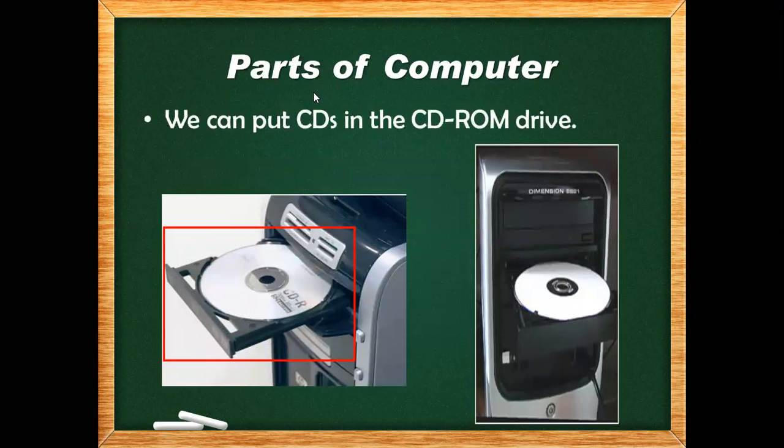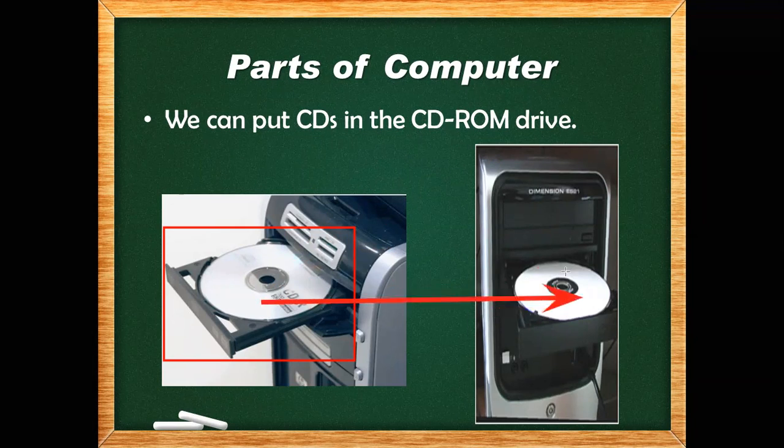When the tray comes out, what will happen? Then we can put CDs in the CD-ROM drive. Okay. So what is a CD? A CD looks like this white colored disc. This is a circle shaped disc. The circle shaped disc is a CD. Okay. So everybody see the CD.